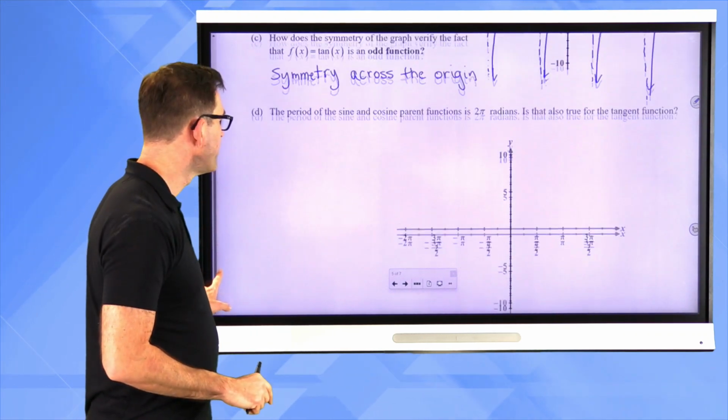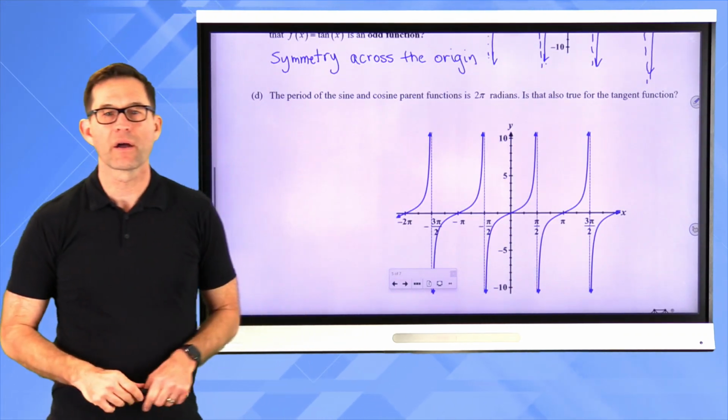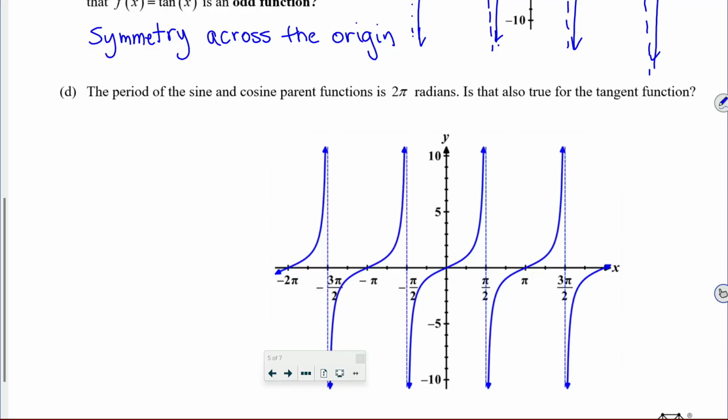Now finally, let's talk about letter D. There's a much nicer graph. The period of the sine and cosine parent function is 2 pi radians. Is this also true for the tangent function?